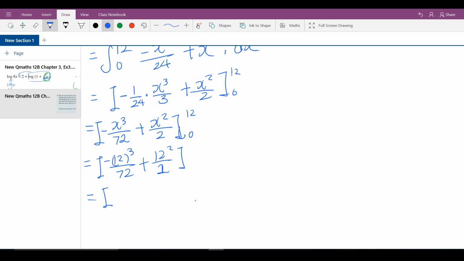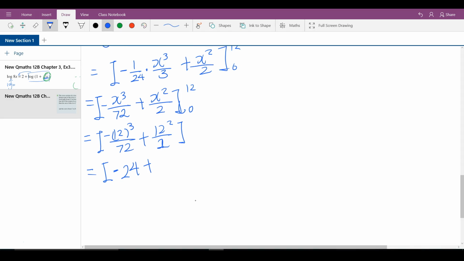Okay, so it's 12 cubed, which gives us 1728 divided by 72, giving us 24. And there's a negative in the front, negative 24. Plus 12 squared divided by 2, which is 72. Which gives us 48 meter square of area. The unit is meter square. So that is section 1.